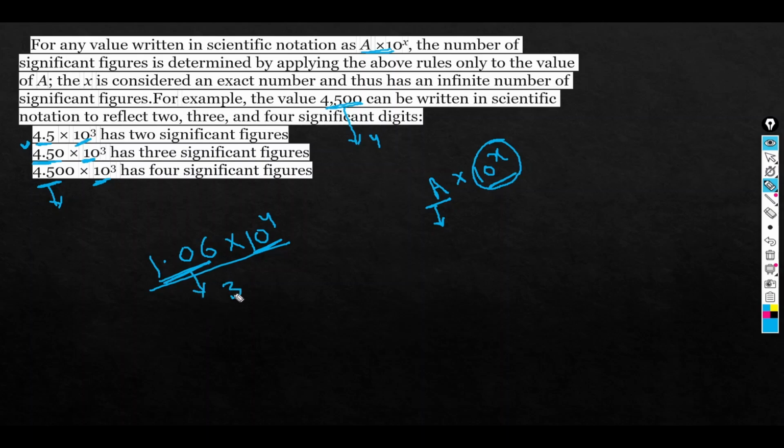So how many significant figures? 3. Okay. Now one more example. 1.060 into 10 to the power 4. Now try this. How many significant figures will be there? Hope all of you will do this correctly. So 4 significant figures because there's 1, 2, 3, 4. Okay.